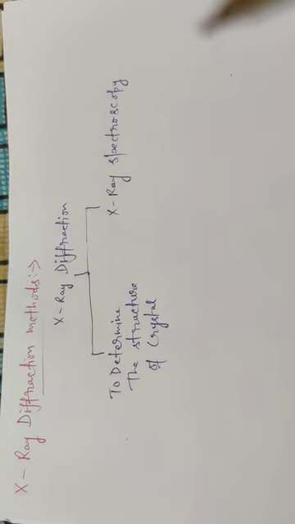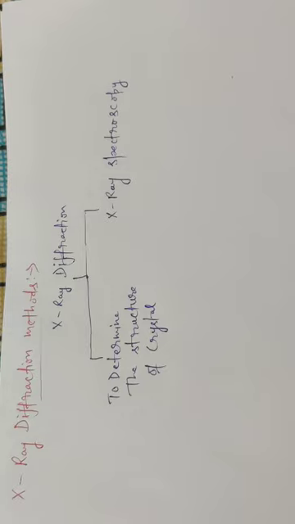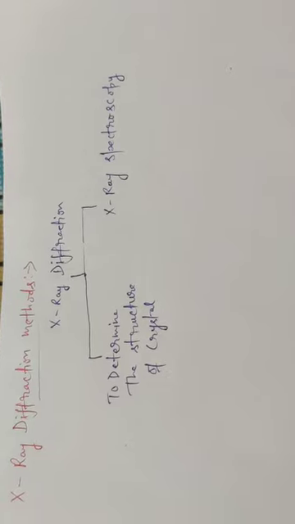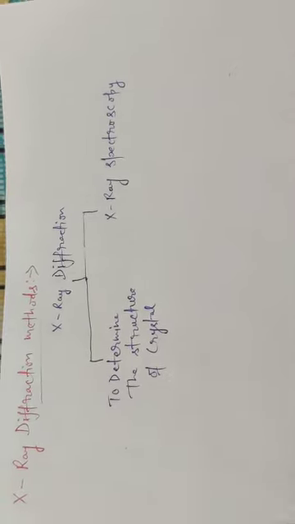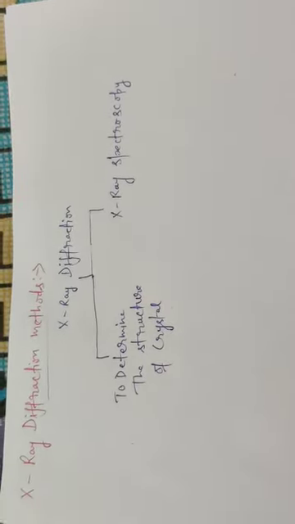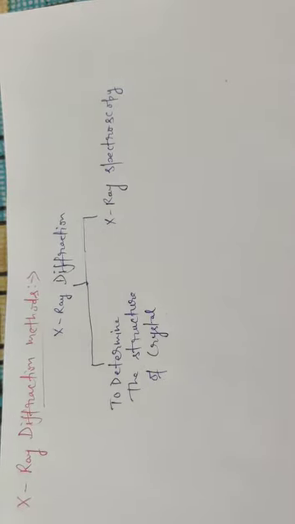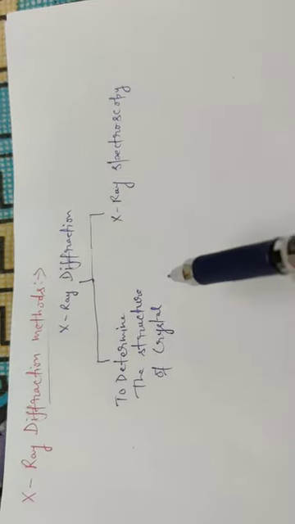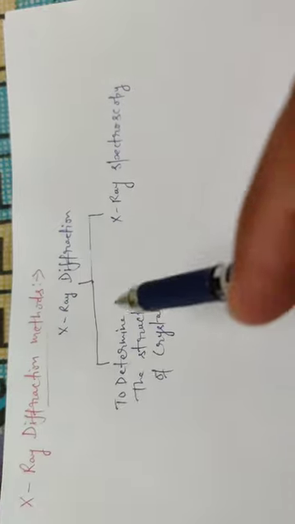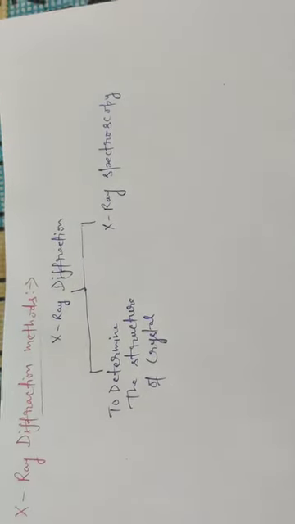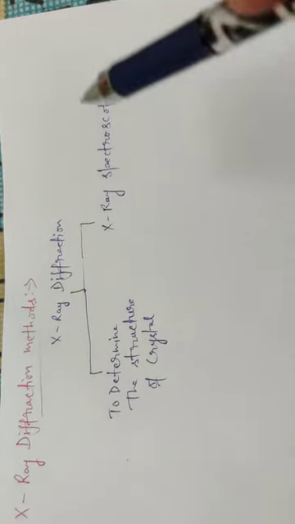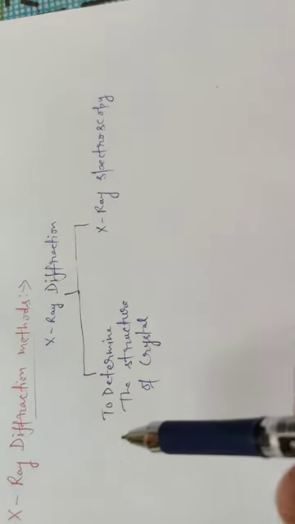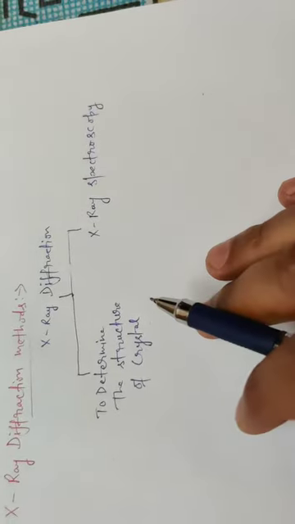So today we are going to discuss the various X-ray diffraction methods. In the previous lecture we discussed Bragg's law, Bragg's condition and Laue's equations. So making use of those laws, we will discuss the X-ray diffraction methods. X-ray diffraction methods are basically used for two purposes. First is to determine the structure of a crystal, that means to determine the type of unit cell, its dimensions, its interplanar spacing, and another purpose is to study X-ray spectroscopy. To achieve both these motives, we make use of Bragg's law.